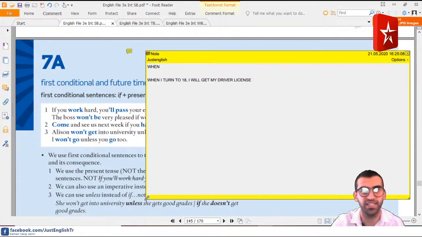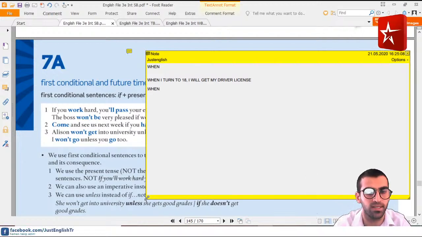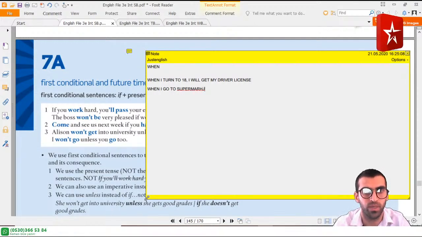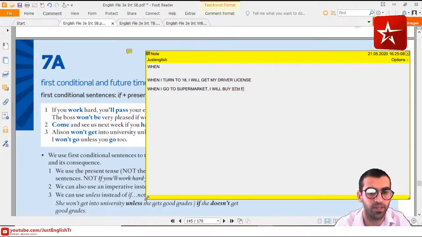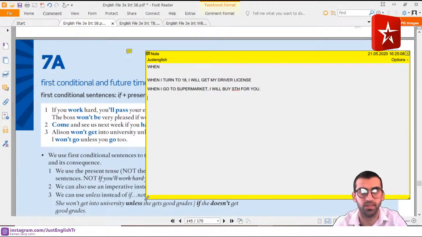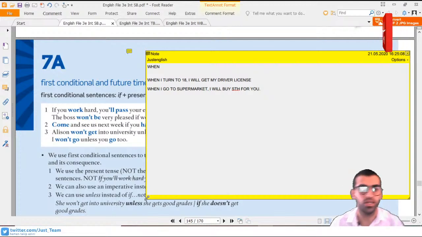Okay, guys? And next example, for example, when I go to the supermarket, I'll buy something for you. Yes. When I go to the supermarket, I will buy something for you.